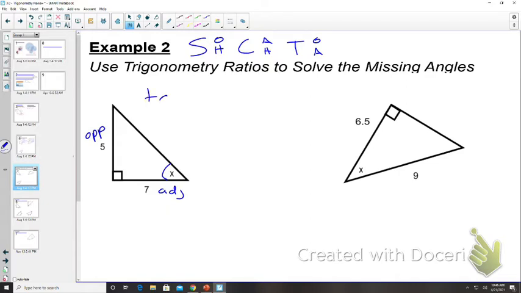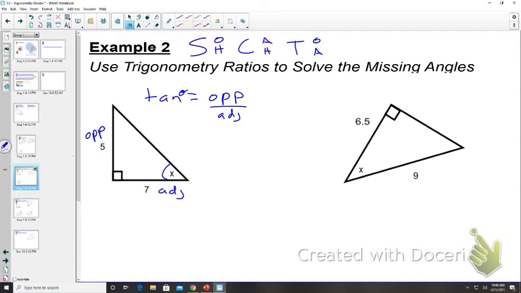So tan is equal to opposite over adjacent. It says tan of theta, so our degree. This is just saying our degree is equal to the ratio of opposite over adjacent. Now, to actually solve for theta, we need to take the tan inverse.